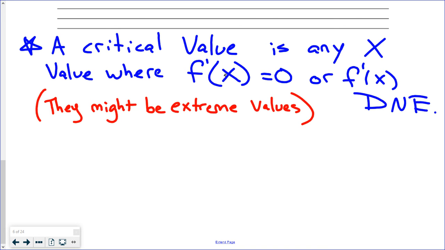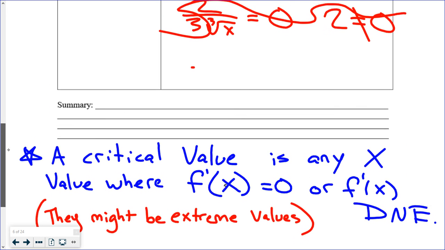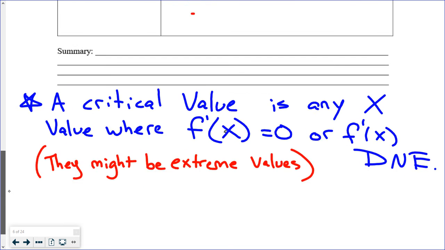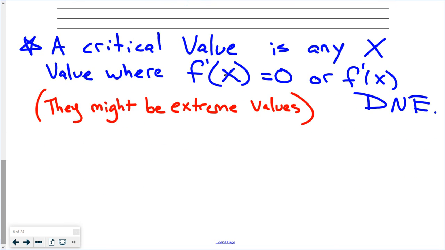Okay, so I think we're ready. Sorry, did I go too fast? So we need to finish the problem. I just needed to give you this definition. Endpoints can be extreme values. Endpoints are not critical values. So we haven't really finished this problem yet.